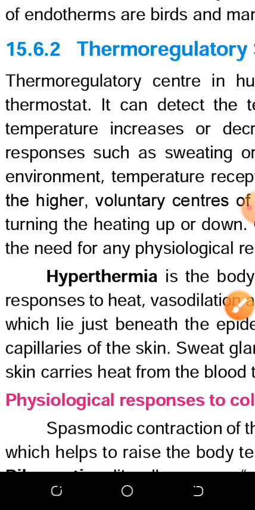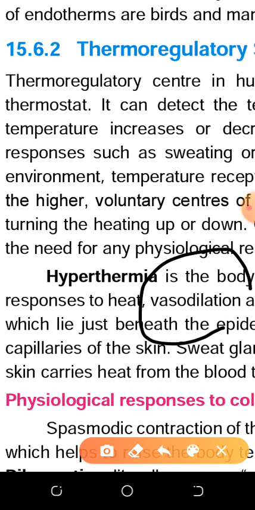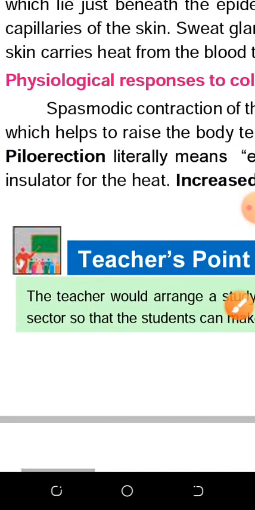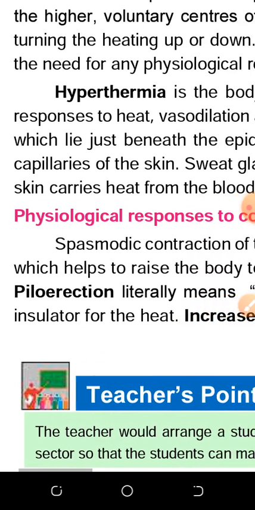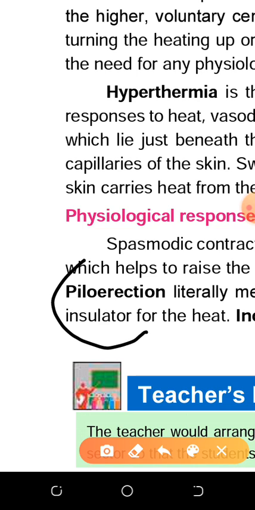So this is the same mechanism which I told you. This is vasodilation taking place. This is the automatic balance system of our body, how our body decreases the temperature in the hyperthermia condition. One term is left which I have to tell you today in this session, pyloerection, important in reference to your objective.